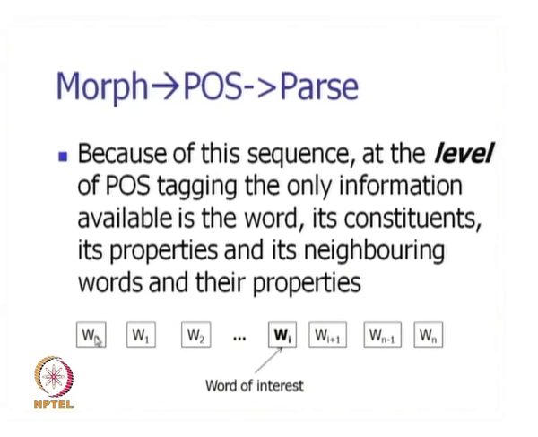Here is a word sequence W0, W1, W2, Wi, Wi plus 1 up to Wn. There are n words in this window, maybe a sentence. The word of interest is Wi, and the part of speech tag on Wi can be obtained only by information on Wi and around Wi. This point about around Wi is important, because we cannot assume an extremely long contextual window around Wi. So, it has to be necessarily limited, because part of speech tagging is only the preliminary level of processing.